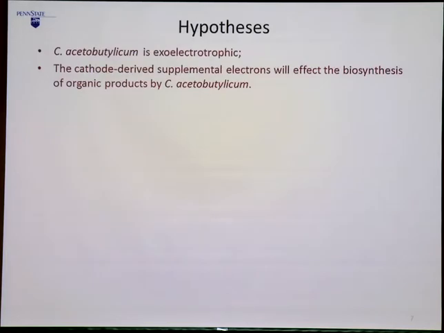So in my research, my first hypothesis is that Clostridium acetobutylicum can take up current without the addition of mediators, which means that it's exoelectrotrophic. And the second one: if this species is exoelectrotrophic, I'm wondering if the electrons supplemented from the cathode will affect the biosynthesis of the organic products, and also the hydrogen production by this species.